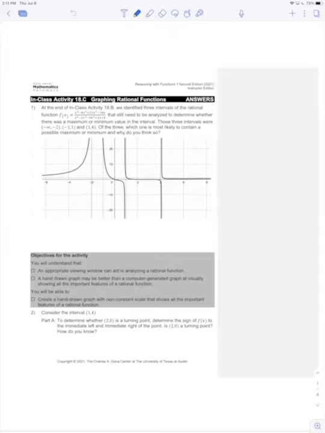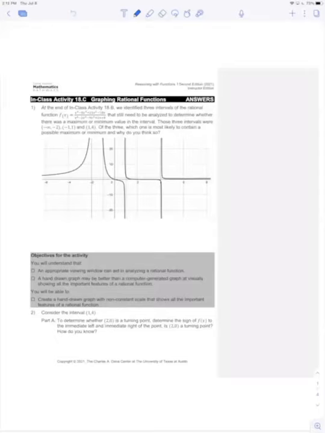In-class activity 18C, graphing rational functions. At the end of in-class activity 18B, we identified three intervals of the rational function f listed here that still need to be analyzed to determine whether there was a maximum or a minimum value in the interval. Those three intervals were negative infinity to negative 2, negative 1 to 1, and then 1 to 4. Of the three, which one is most likely to contain a possible maximum or minimum, and why do you think so?